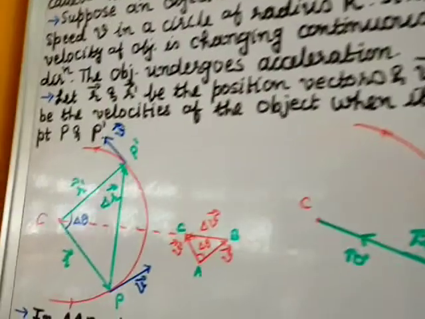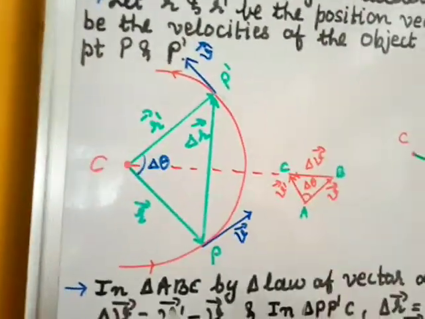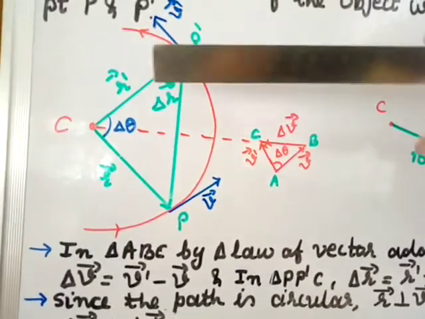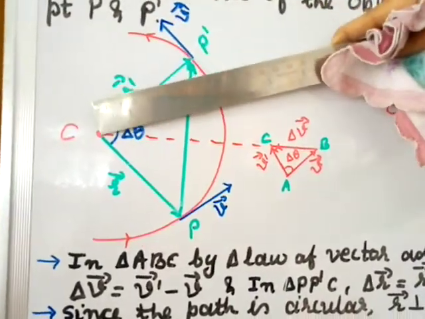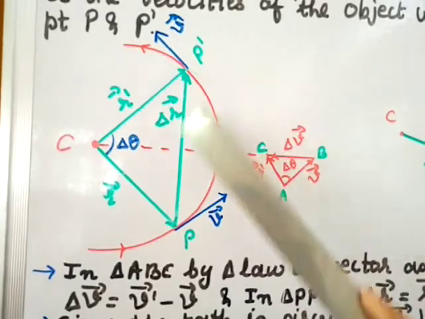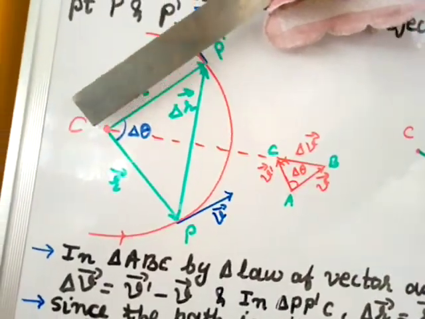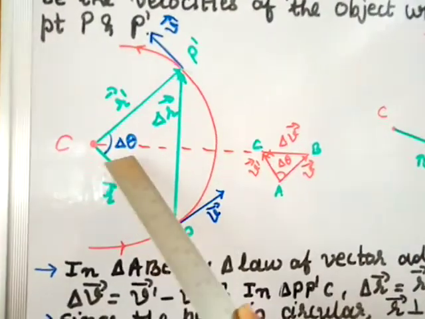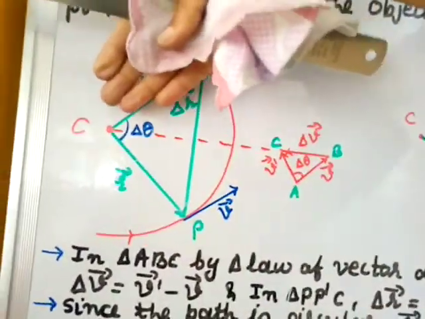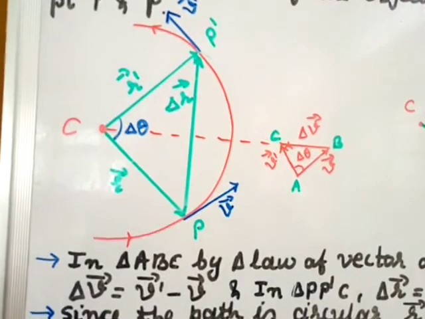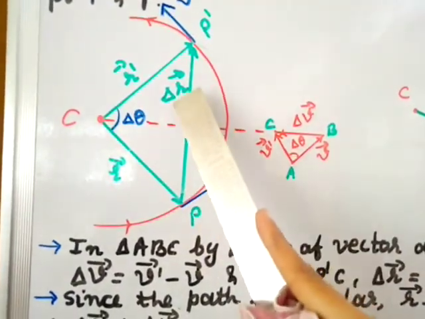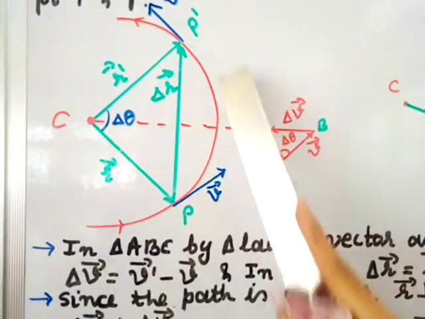Now suppose you are taking the time interval very small. That means the P dash which has reached here will not reach up to here, it will be somewhere here. So when the time interval is taken smaller, this P dash will come closer. And then that means this delta theta also will become small, and if delta theta becomes smaller, you can say that this delta r also will become smaller, and this will be equal to the arc length PP dash.